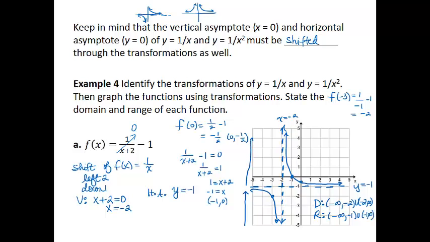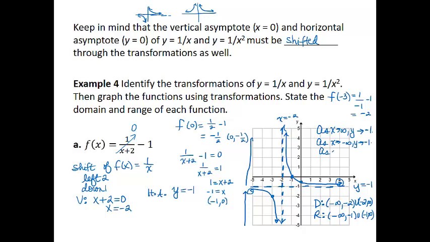The end behavior as x approaches infinity, our function is leveling off at this horizontal asymptote of negative 1. As x approaches negative infinity, y is also approaching negative 1, right? So we're looking at these two ends as we go left and right. Those are approaching our asymptote of negative 1.